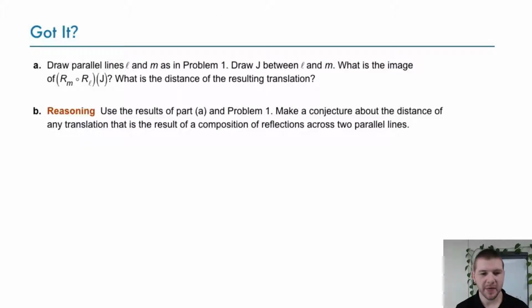Your turn. Part A. Draw parallel lines L and M as in problem 1. Draw J between L and M. What is the image of R sub m of R sub L of J? What is the distance of the resulting translation? And part B, a reasoning item. Use the results of part A in problem 1. Make a conjecture about the distance of any translation that is the result of a composition of reflections across two parallel lines.